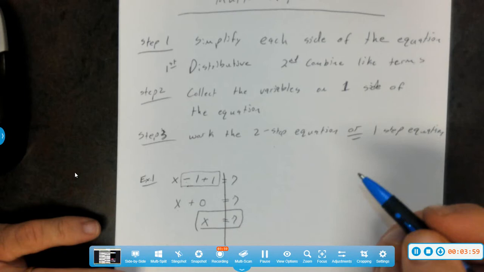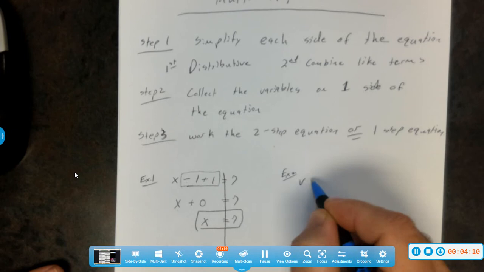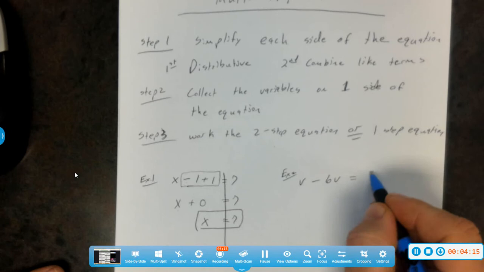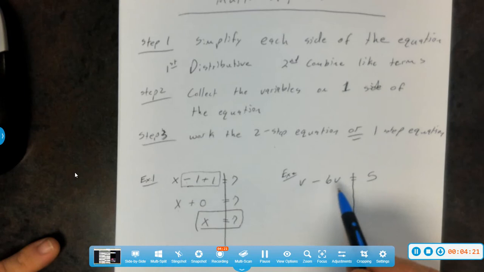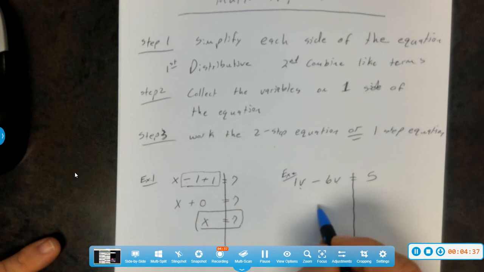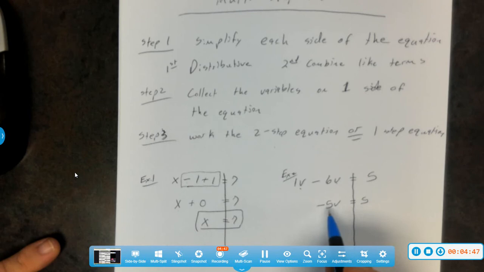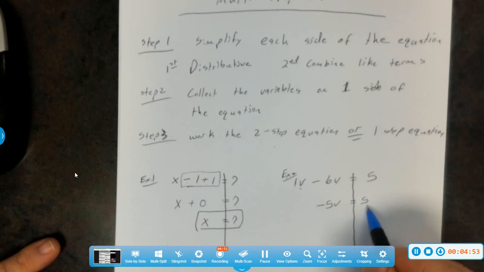Let's look at another one. v minus 6v equals 5. Okay, so the first thing we're going to do is simplify each side of the equation. What can we do to simplify this? Well, v and v, these are like terms, so we combine like terms. This would be like 1v, okay? So if we have a v and we take away 6 v's, that means we have negative 5v. Can anything else be done to simplify this? No, there's not. How about the right side? Can it be simplified? No. So we have done step one and we have simplified both sides of the equation.